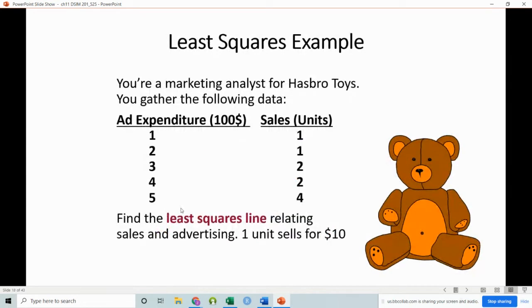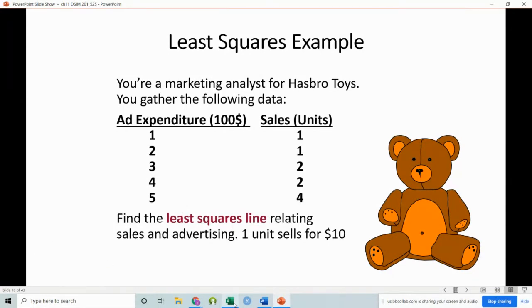Okay, so let's do a simple example, and I'll show you something in Excel, or a couple of things. So let's say you are a marketing analyst for Hasbro Toys. You gather the following data. You have ad expenditure in hundreds of dollars and sales units. And our goal is to find the least squares line relating sales and advertising.